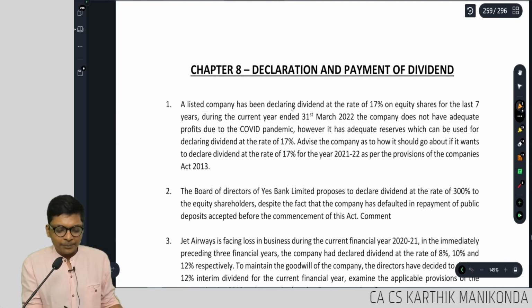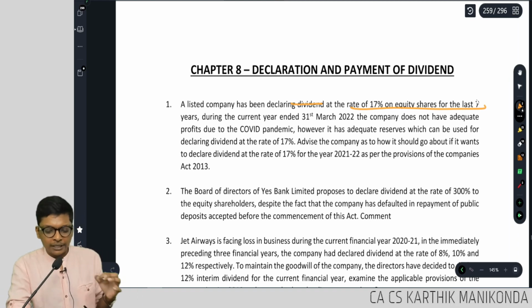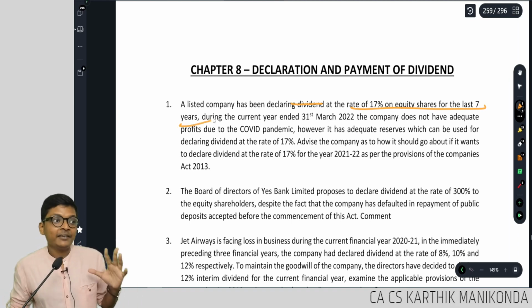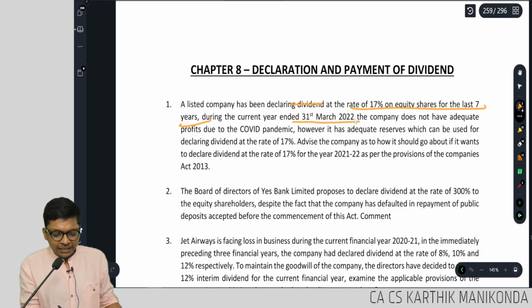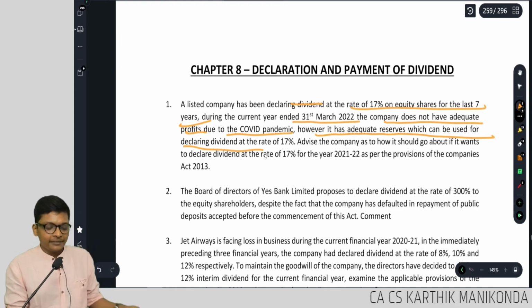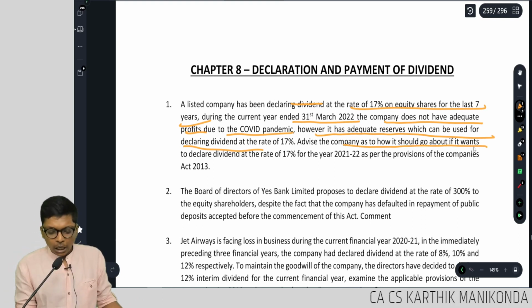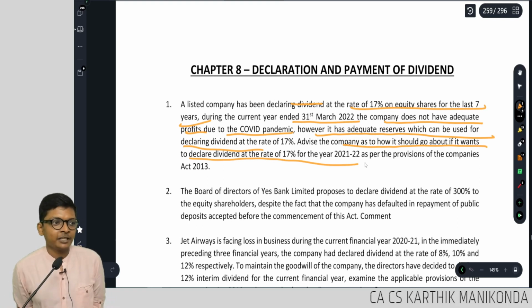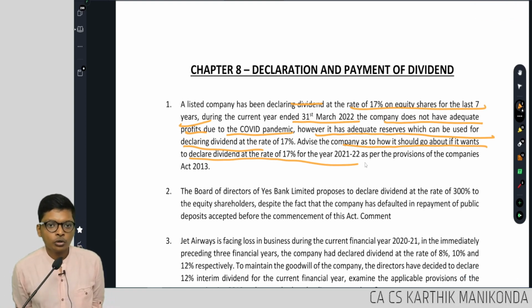A listed company has been declaring dividend at the rate of 17% on equity shares for the last 7 years. During the current year ended 31st March 2022, the company does not have adequate profits due to the COVID pandemic. However, it has adequate reserves which can be used for declaring dividend at the rate of 17%. Advise the company how it should go about it if it wants to declare dividend at the rate of 17%. Can they declare 17%? Yes or no? What is the answer for this, guys?